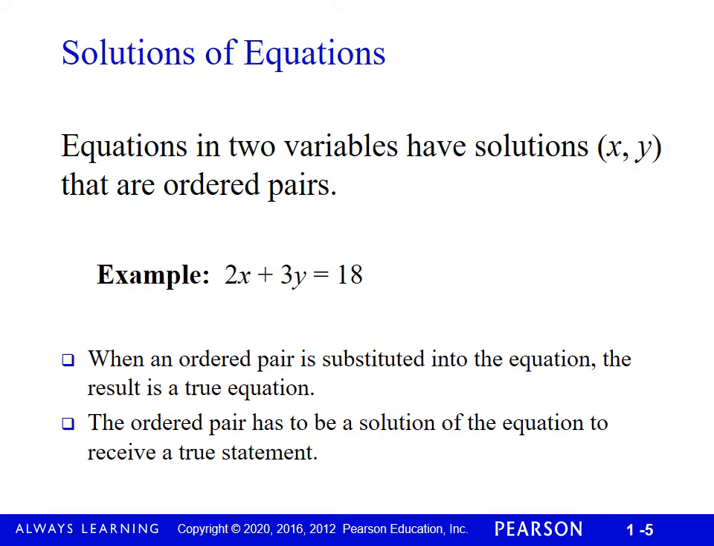If an ordered pair or a point on a graph is a solution, that means that this line will actually go through that point. If we put another value in here, for example, 0 and 8, which would not satisfy this equation, then (0, 8) is indeed a point on the graph, but the line will not go through it. So when the ordered pair is substituted into the equation, if it is a solution, the result is a true equation. We would get 18 on the left to equal the 18 on the right.